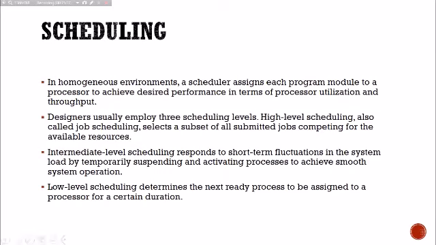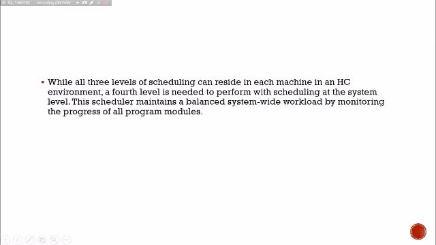So basically there are three types of scheduling. High level scheduling, which is also called job scheduling. It selects a subset of all submitted jobs competing for the available resources. Another one is intermediate level scheduling. It responds to short-term fluctuations in the system by temporarily suspending and activating processes to achieve smooth system operation. In low-level scheduling, it determines the next ready process to be assigned to a processor for a certain duration. So these low-level tasks are not of much importance, so they are given low scheduling.